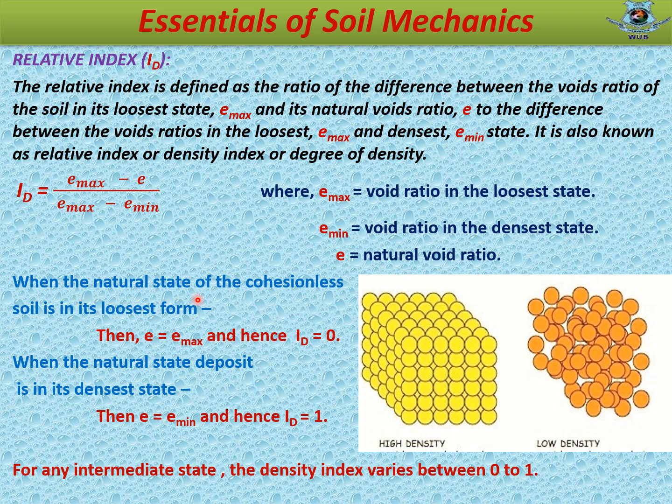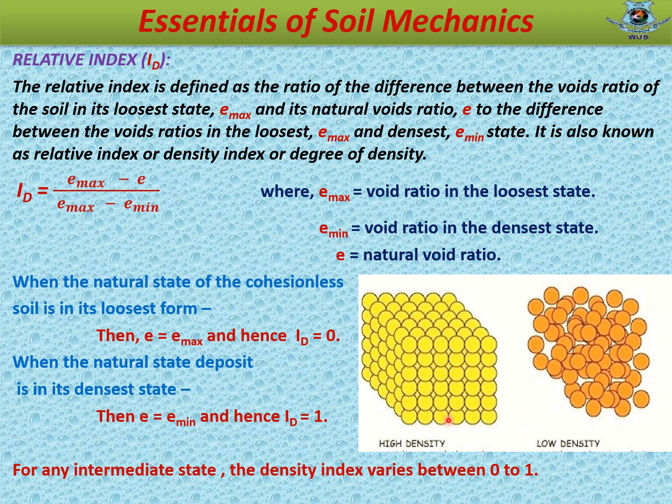When the natural state of the cohesionless soil is in its loosest form, then natural void ratio e equal to void ratio in the loosest state e max, and hence relative density Id equal to 0. When the natural state deposit is in its densest state, then e equal to e min, and hence Id equal to 1. For any intermediate state, the density index varies between 0 to 1.